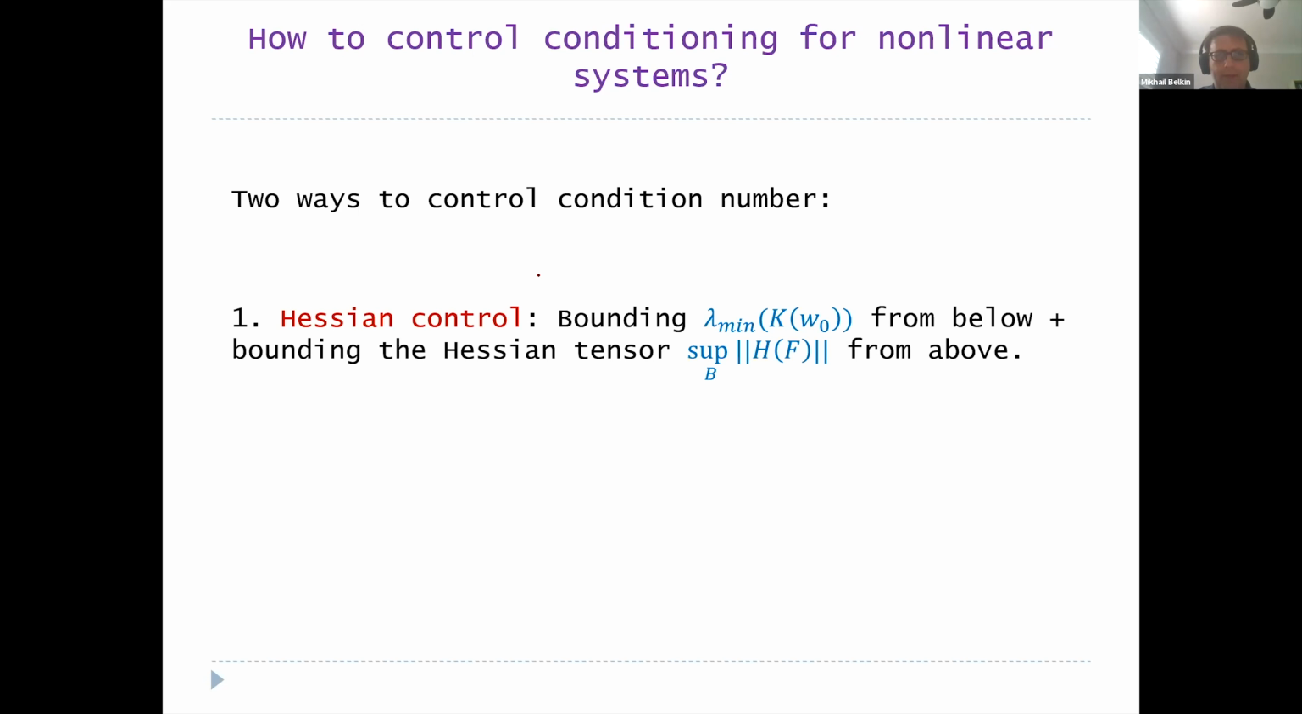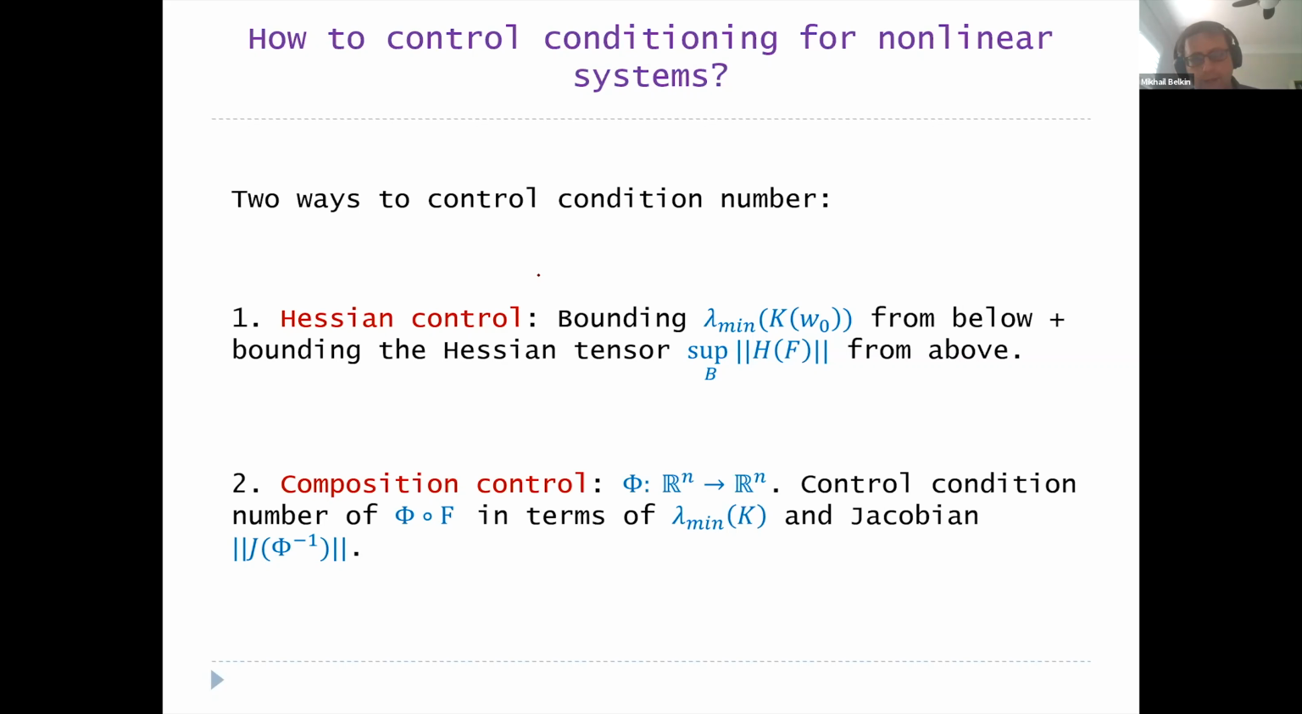One way is that notice that my kernel is essentially the first derivative. And how do I know how much the first derivative changes? Well, I need to control the second derivative, because the second derivative is the change of the first derivative. So if I can prove that my kernel is well conditioned at the point of initialization, and that my Hessian is small enough in a sufficiently large ball, then I'm good. Then I can control the condition number in the whole ball. So that's what we call Hessian control.